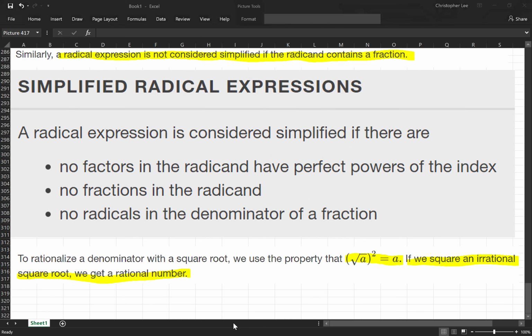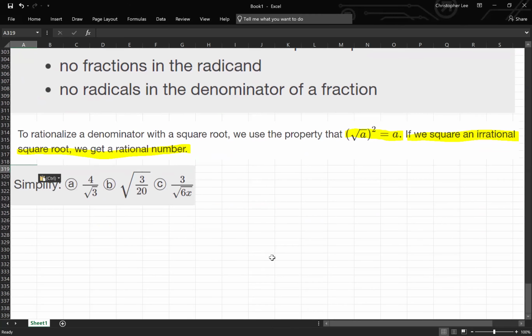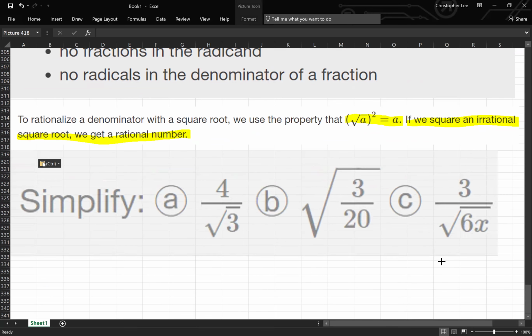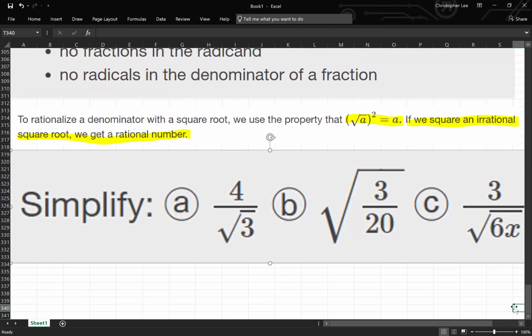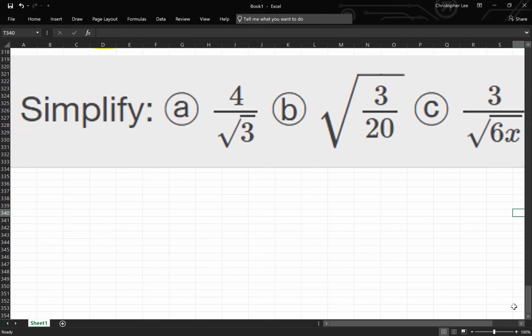Let's take a look. So we have a list of fractions here, but they have some kind of illegal activity going on with them. They have radicals in their denominator, right? So we can't have that. So what we want to do is rationalize that denominator.